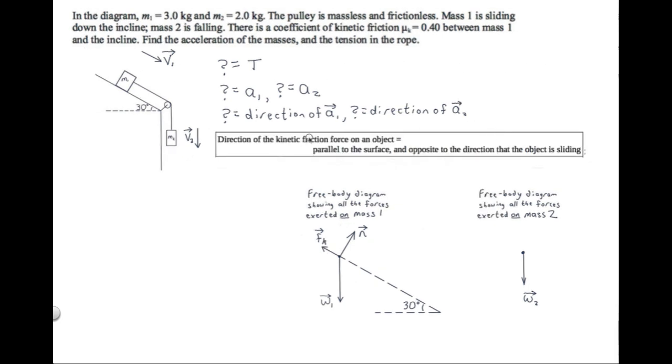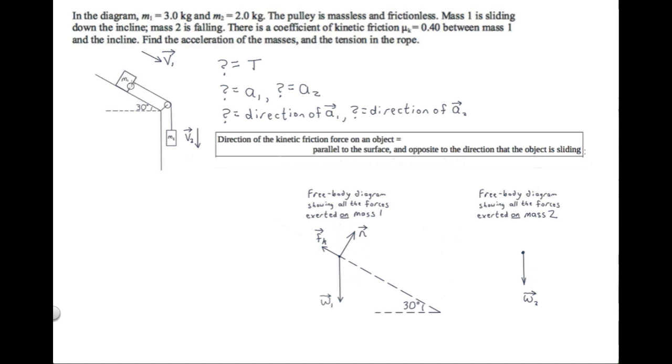Well, we know that the mass is sliding down the incline, which means that we're dealing with kinetic friction. The kinetic friction should point parallel to the surface and opposite to the direction that the object is sliding. So kinetic friction here should be parallel to the incline, and the mass 1 is sliding down the incline. So to be opposite to that, the kinetic friction should be pointing parallel to and up the incline. Friction opposes sliding. To oppose the sliding down the incline, kinetic friction has to point parallel to and up the incline.